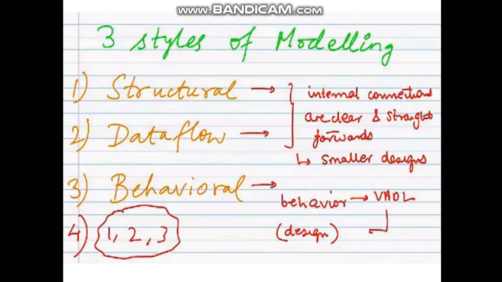Actually, in VHDL there are only three styles of modeling: structural, data flow, and behavioral. The fourth one, which is formed from them, is called the hybrid. The hybrid is nothing but the combination of the upper three, that is structural, data flow, and behavioral.